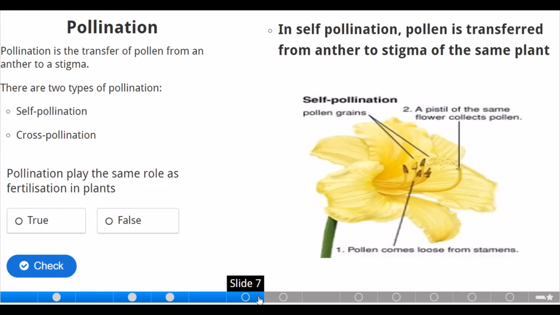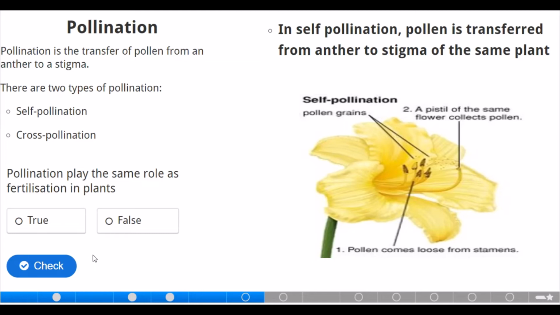And this picture here is showing us self-pollination, and we can see the pollen grains. We see the pistil of the same flower that collects the pollen. So pollen comes loose from the stamen. Remember, the stamen is the male part of the flower, while the pistil is the female part of the flower.